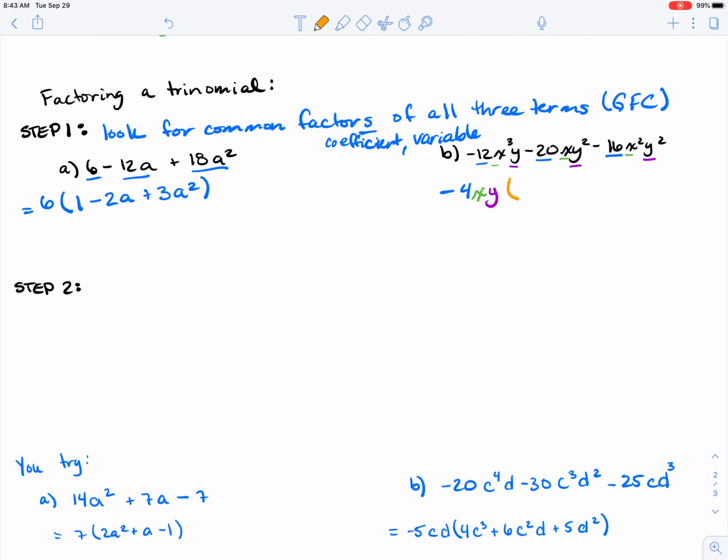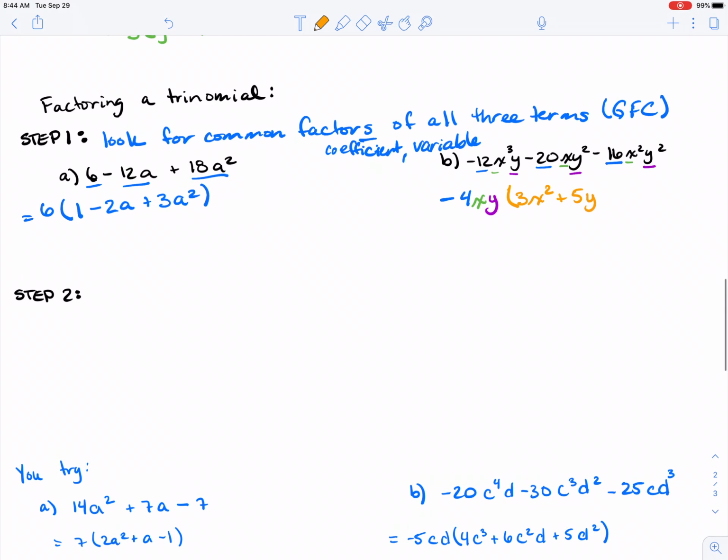So if I take out a minus 4xy from negative 12x cubed y, I'm left with 3x squared. And if I take a negative 4xy out of minus 20xy squared, that leaves me with positive 5y. And if I look at taking out a negative 4xy from minus 16x squared y squared, that leaves me with positive 4x and y. So that means the answer to this is minus 4xy multiplied by the trinomial 3x squared plus 5y plus 4xy.